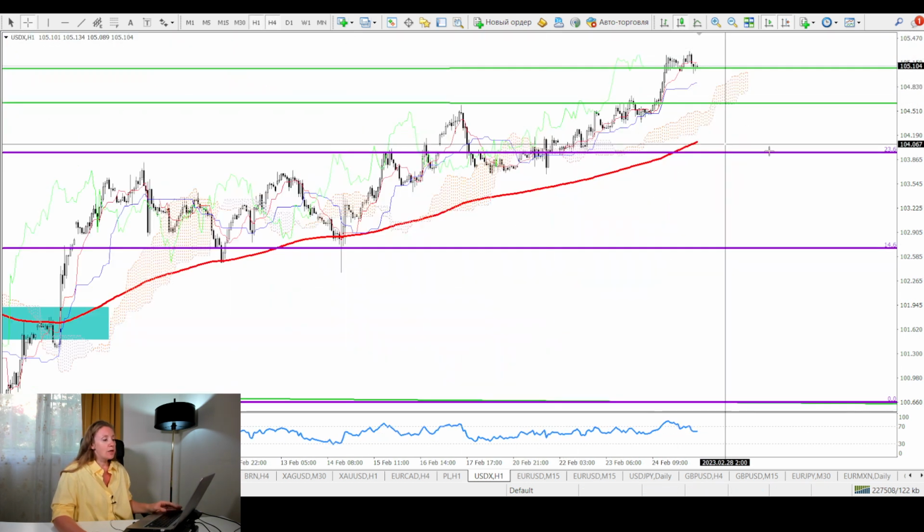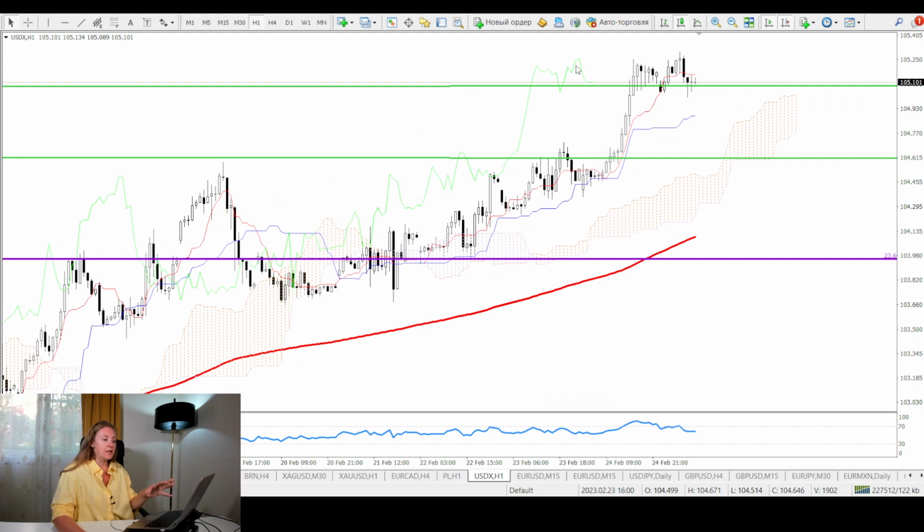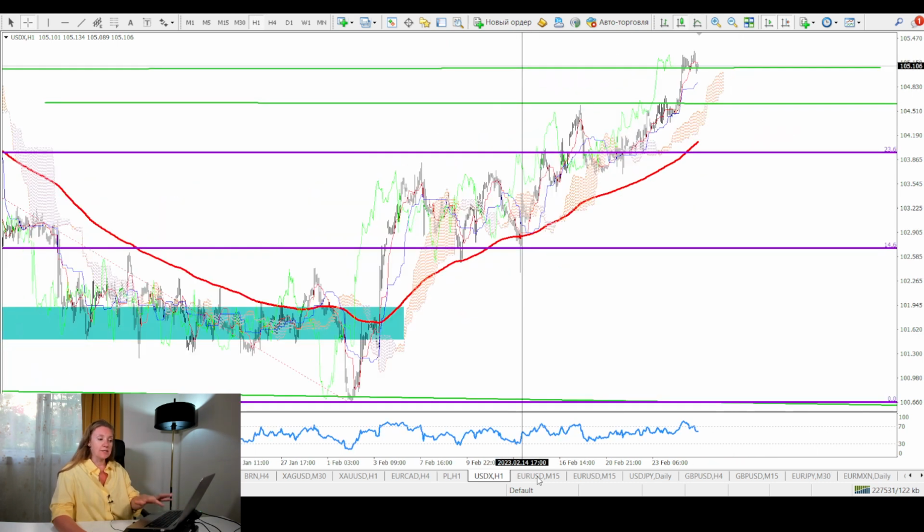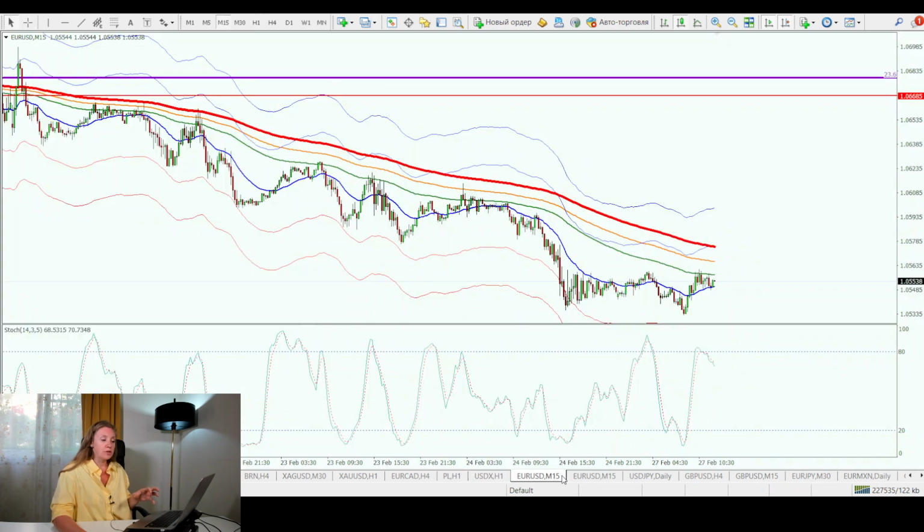On the 1-hour chart, this is still an upgoing tendency. And what I think is that it's really good to try to buy the American dollar index either above 104.60 or above the 105 area. Now, knowing this tendency for the American dollar index, we can go to euro dollar.